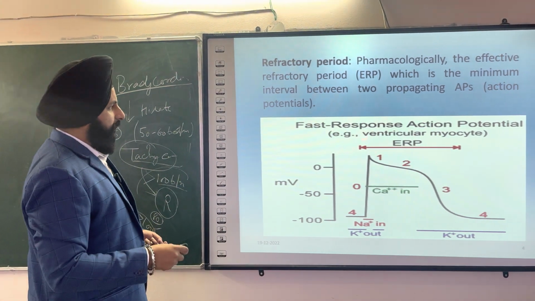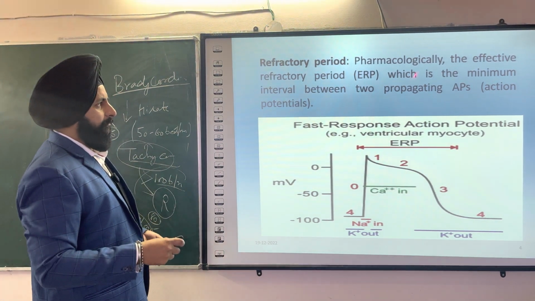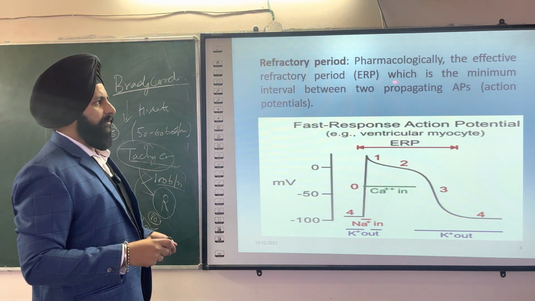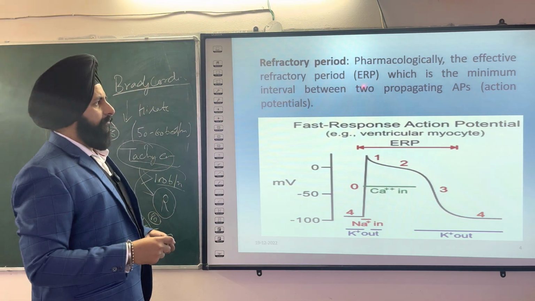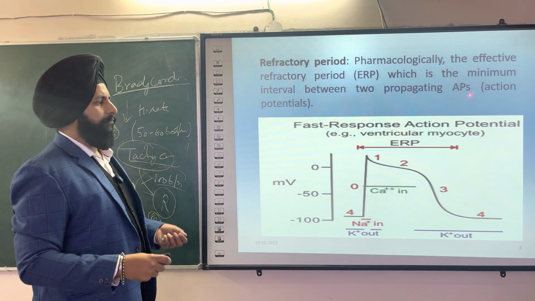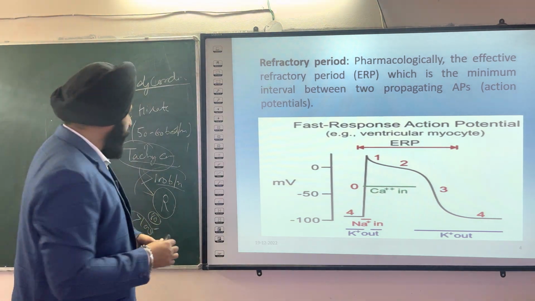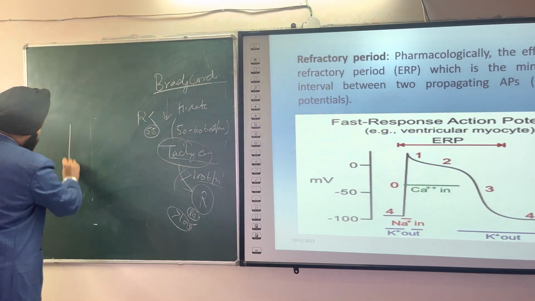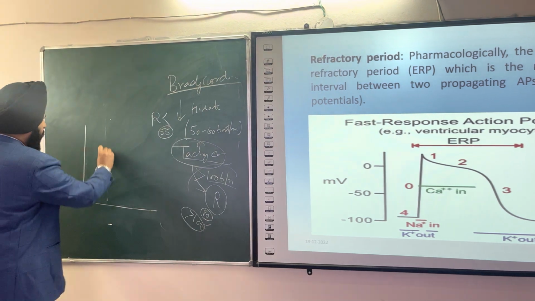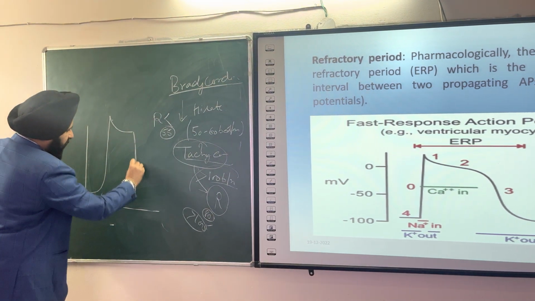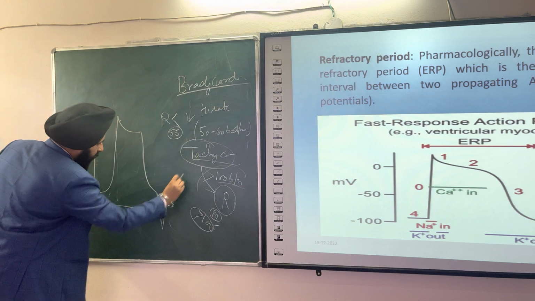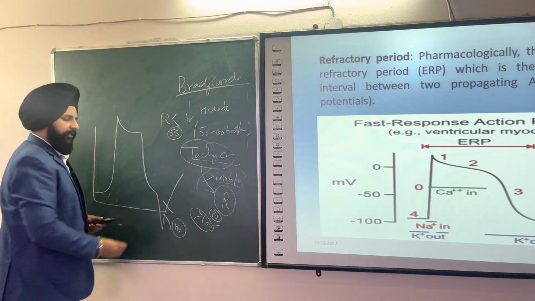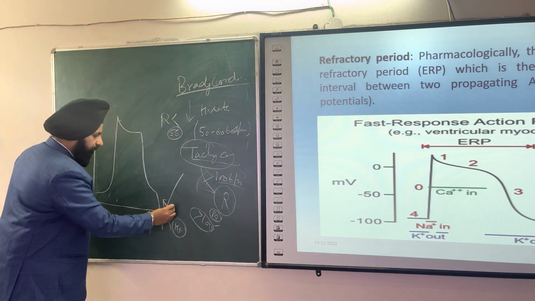Now this is the interval, you know, the refractory period. So what is the refractory period? The effective refractory period is the minimum interval between two propagating action potentials. So what does it mean? If I show you here structurally, suppose this is one contraction phase. This is the first phase of contraction. Now this goes down due to opening of the potassium channel and a sustained increase in the leak sodium channel.